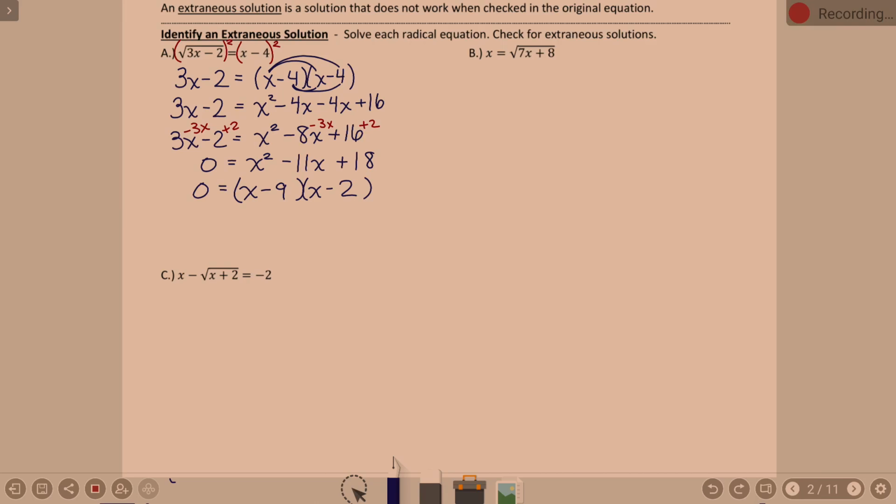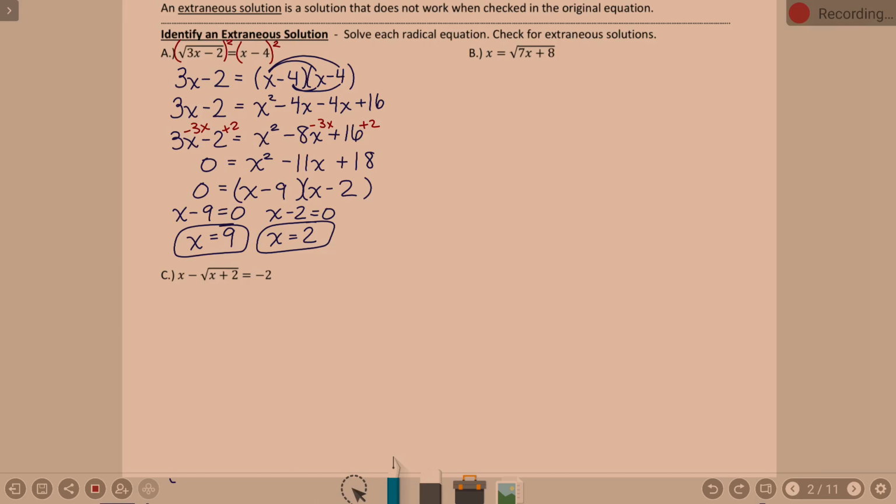Okay. Am I done? What do we do? Yeah, set them both equal to 0, right? So x minus 9 equals 0. X minus 2 equals 0, which means we have answers of what? 2 and 9. Am I done? No, check for extraneous solution. Definitely should not be done in this scenario, folks.